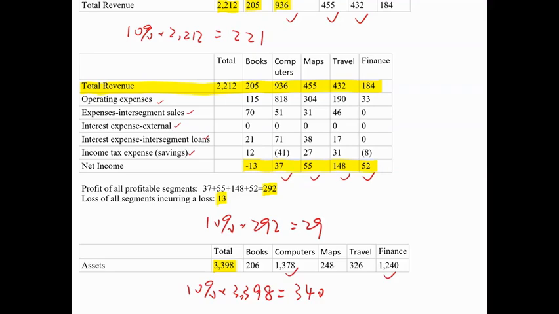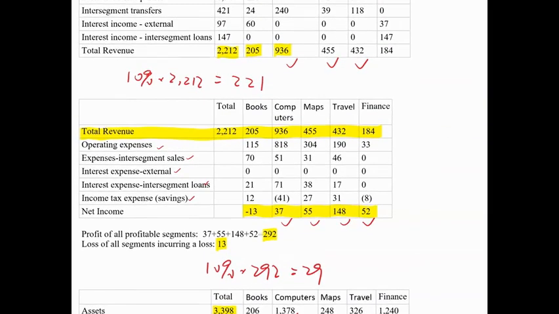Well, combining these 3 tests, then we can say that these 4 segments are reportable.